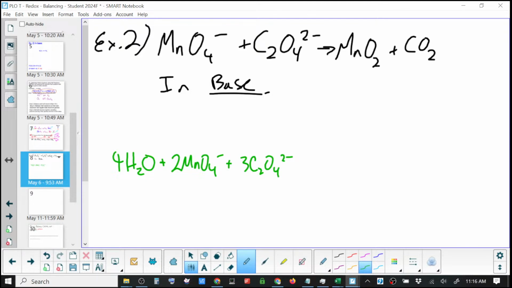So you don't have to balance H2 on that side, so no H2O. No H2Os, those are rogue. So this is done in base. Are there any H's left? No, so that part's done.